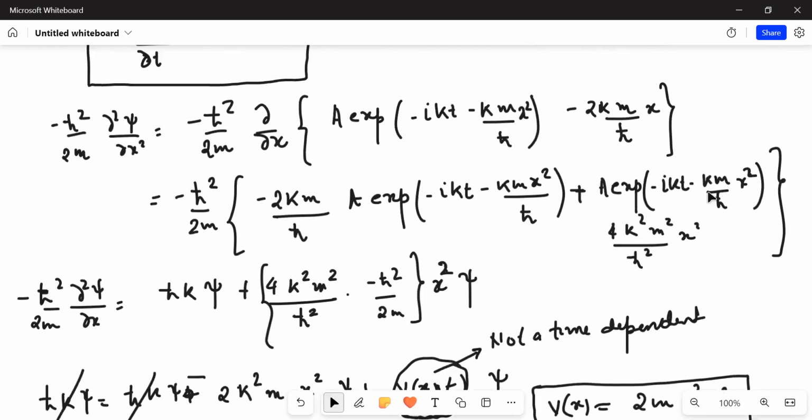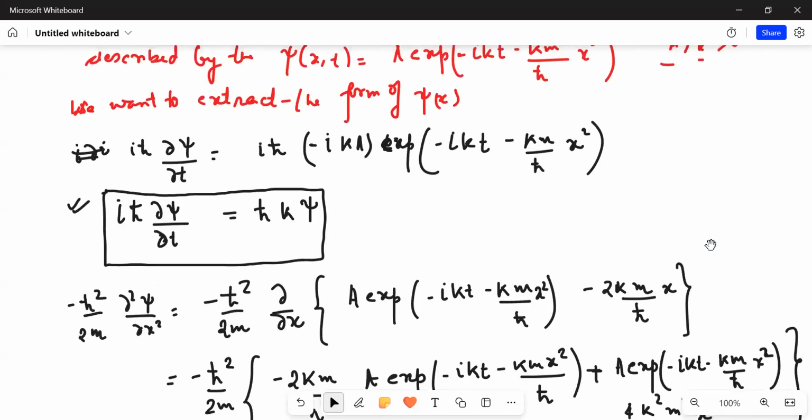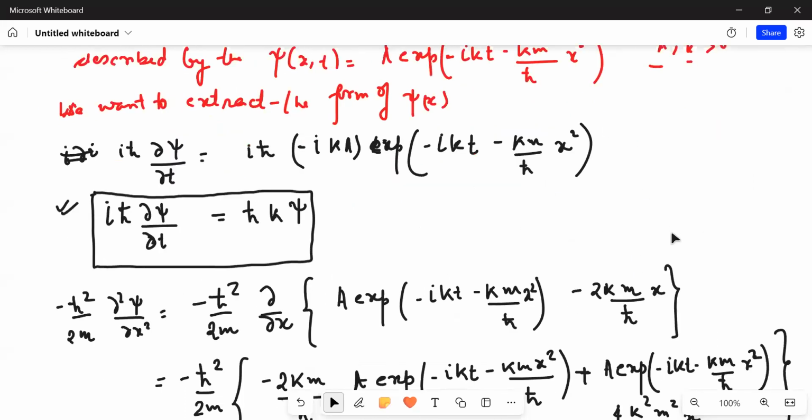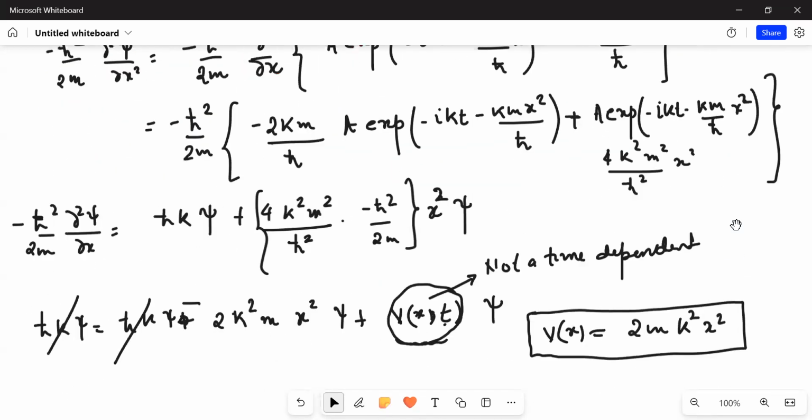So basically, if the wave function is given to us, then we can always explicitly find the form of the potential like we did here.